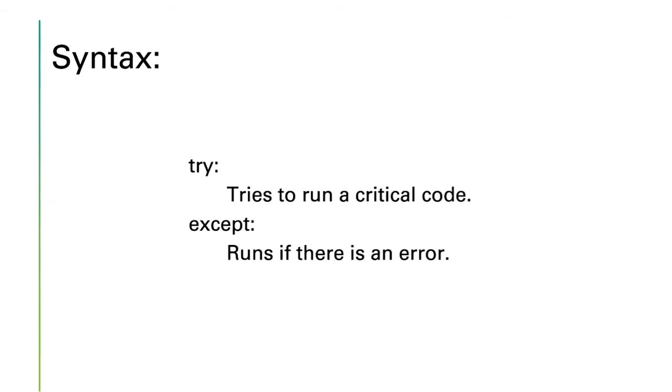So now on your screen is the syntax of exception handling, which is composed of two blocks. First is the try block, and inside the try block we have to write the critical code. Now, what is the critical code?